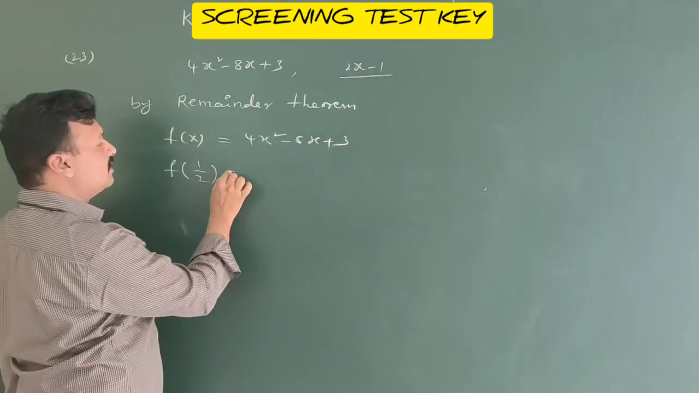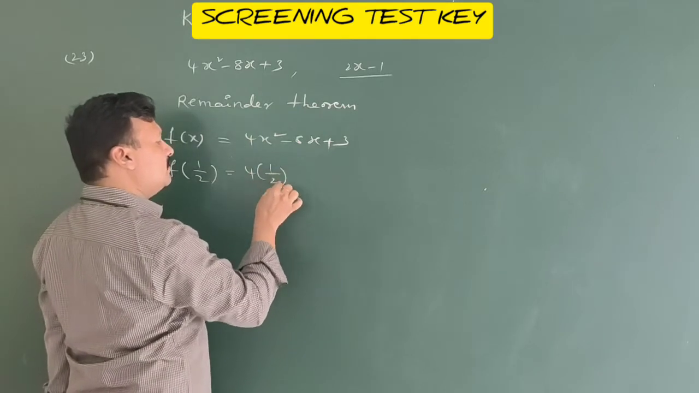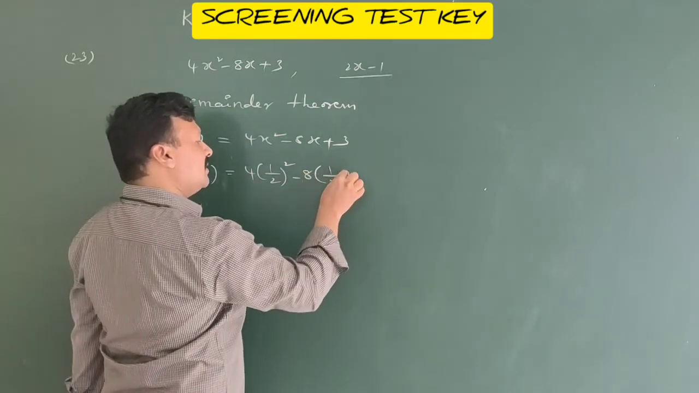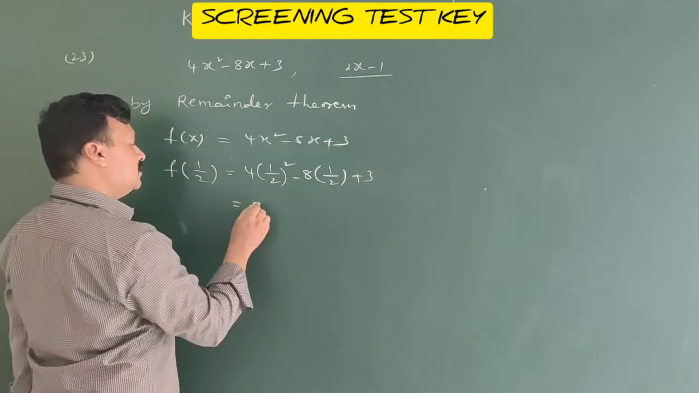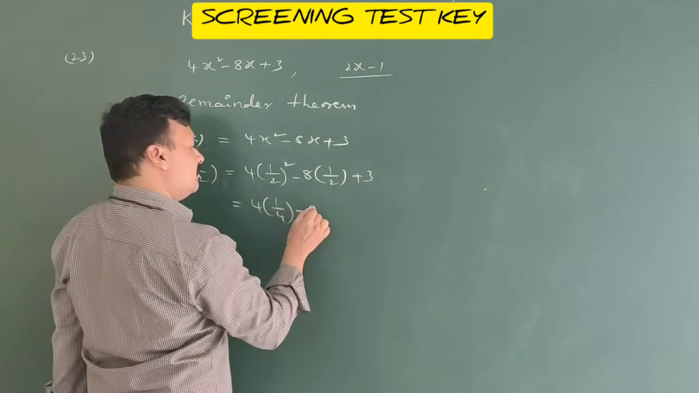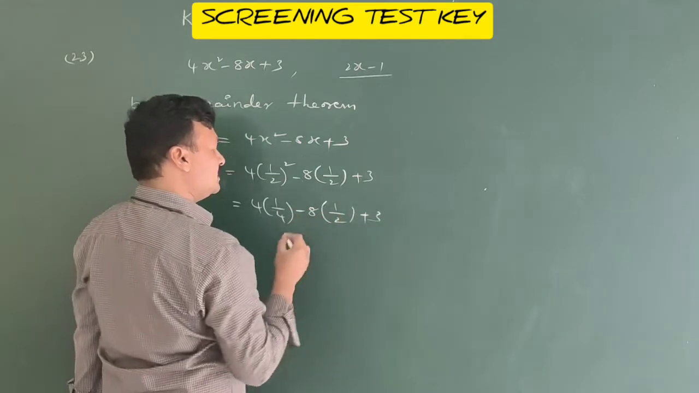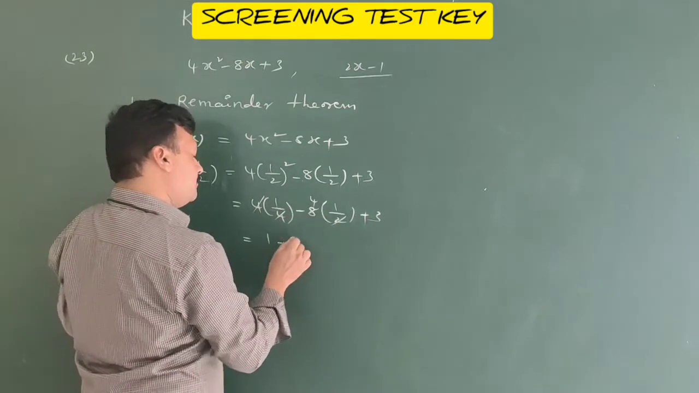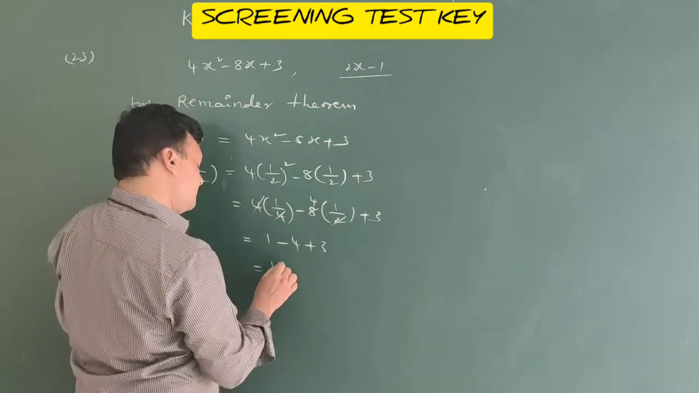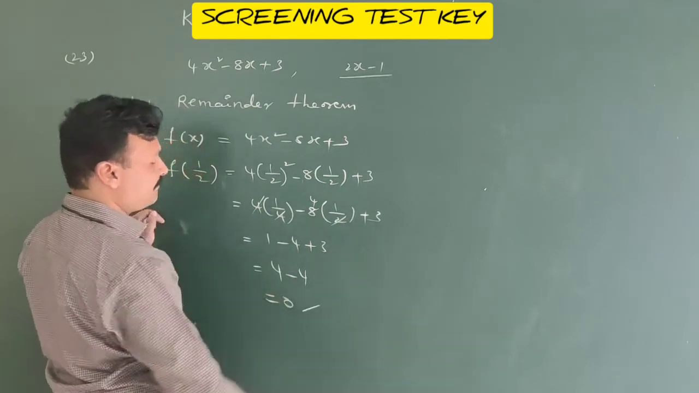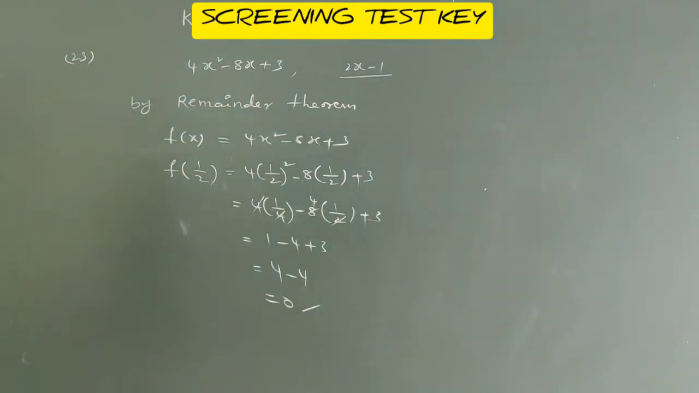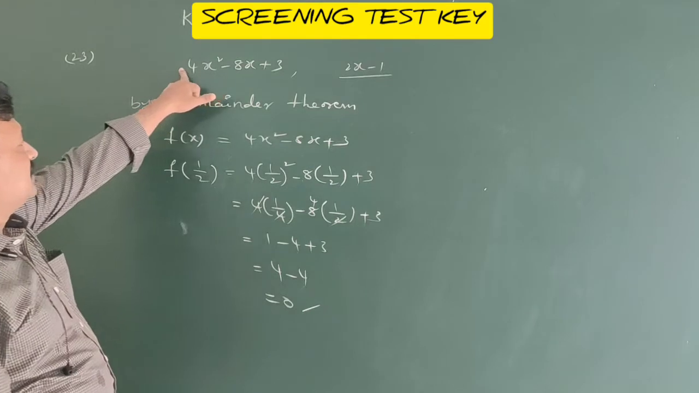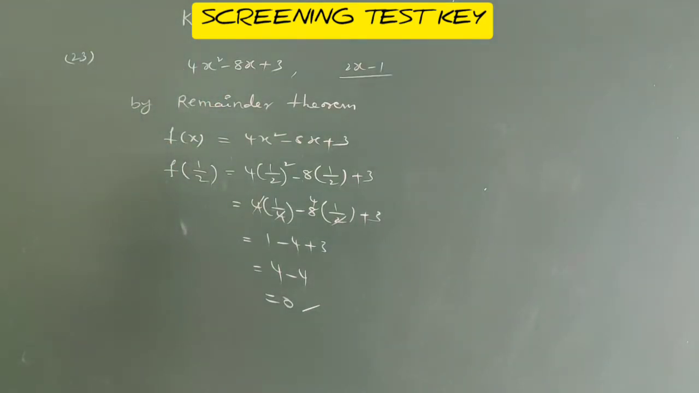So f of 1 by 2 equals 4 into (1 by 2) whole square minus 8 into 1 by 2 plus 3. So here 4 into 1 by 4 minus 8 into 1 by 2 plus 3. So 4 gets cancelled, 1 minus 4 plus 3, so 4 minus 4 is 0. So the remainder is 0 according to the remainder theorem. Let the given expression be f of x. If f of x is divided by 2x minus 1, the remainder is f of 1 by 2.